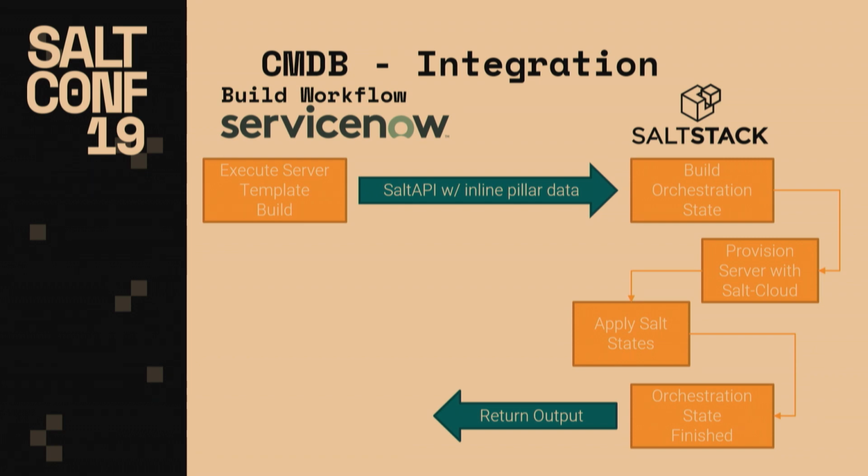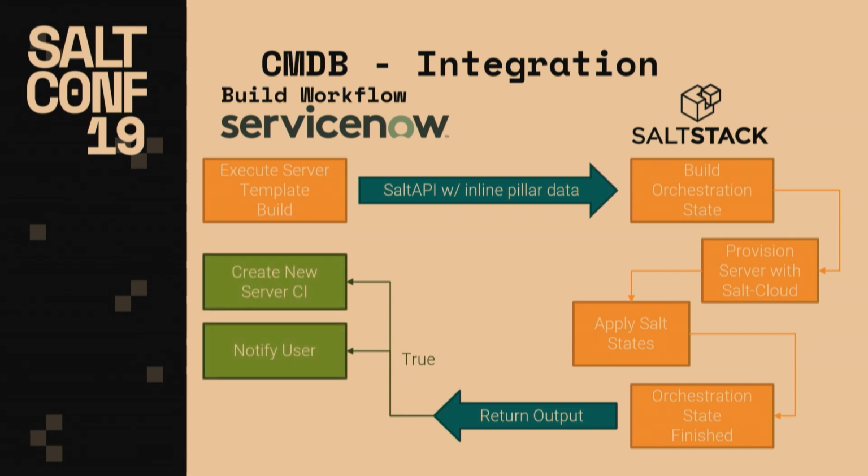Now, depending on what that return output is, if it's true, we could do something like create a server CI now, server's up, it's running, and we'll notify the user saying, hey, everything's good, it's ready to go. If it's false, we could do something like create an incident letting the engineers know, hey, server didn't quite provision right, here's the return code, go ahead and fix whatever happened with it.